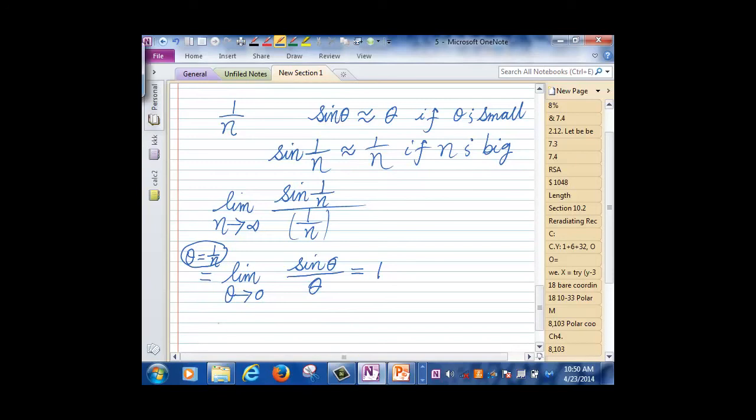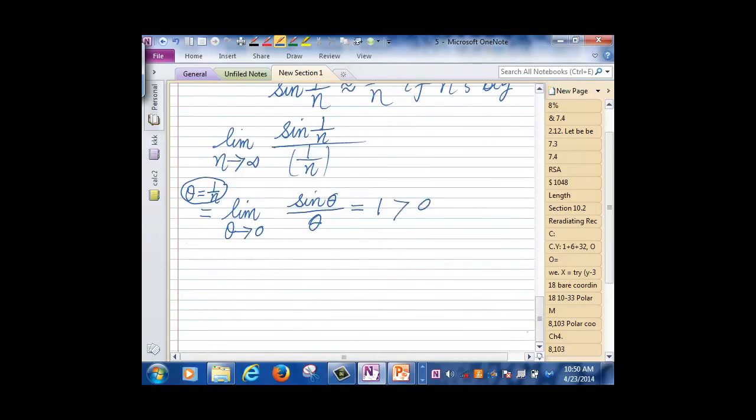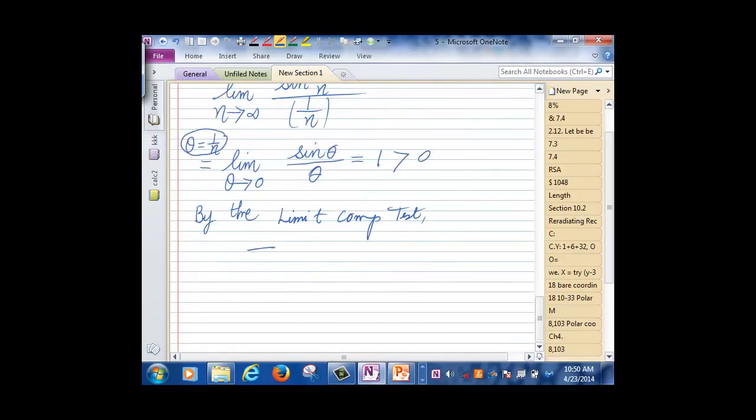So now I know that the limit of sine of 1 over n divided by 1 over n is 1, which is larger than 0. So by the limit comparison test, the series from n equals 1 to infinity of sine of 1 over n is divergent. Everybody is okay with that?